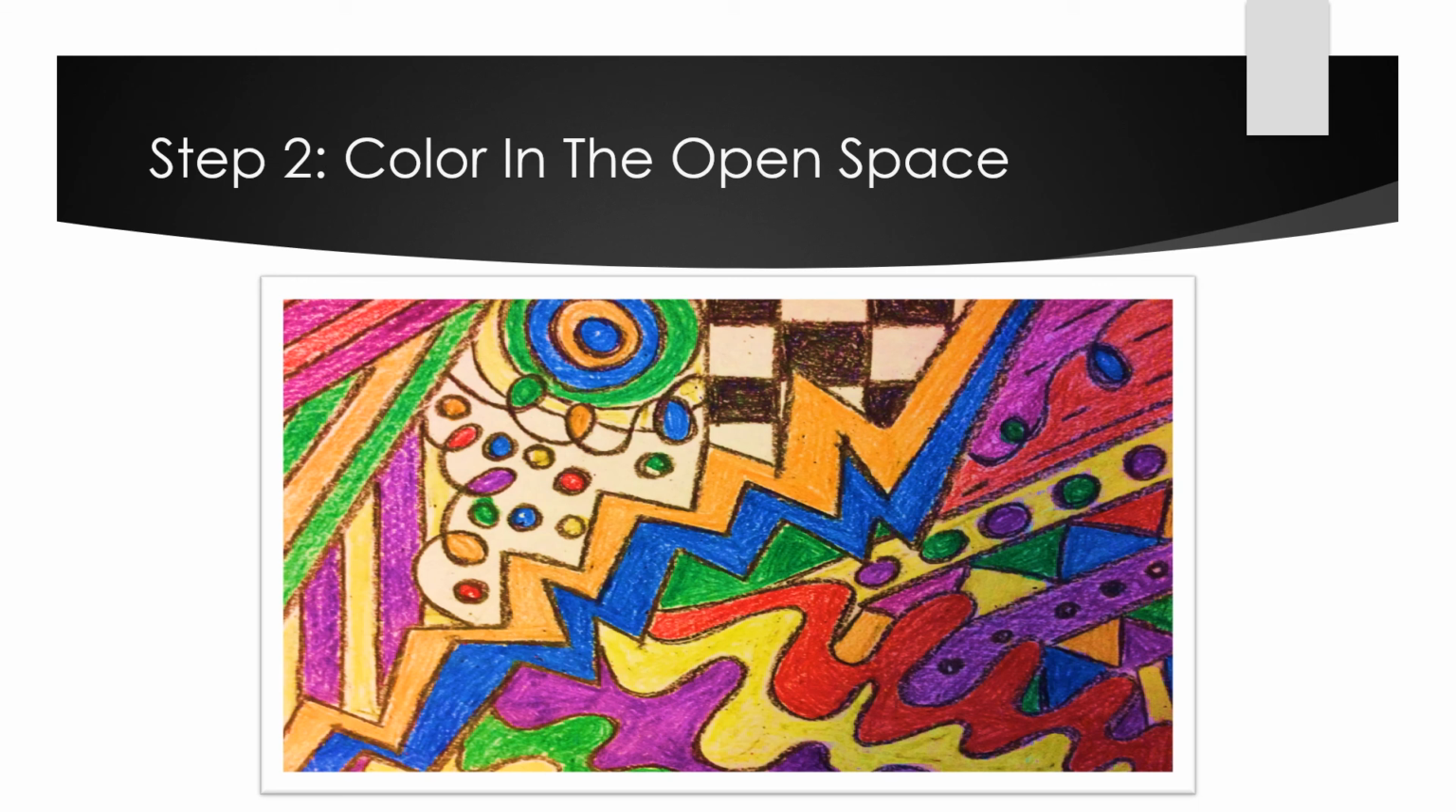Step 2, color in the open space. Now that you've drawn all your lines and you've got it the way you'd like it, take your color crayons and color in your open spaces. If your lines intersected at all or you divided the paper using lines, try to color in those spaces with bold colors. If you want to leave some open spaces like Piet Mondrian did in his composition, that's fine too. This is your artwork to create how you see fit. We just ask that you make sure to incorporate those lines.